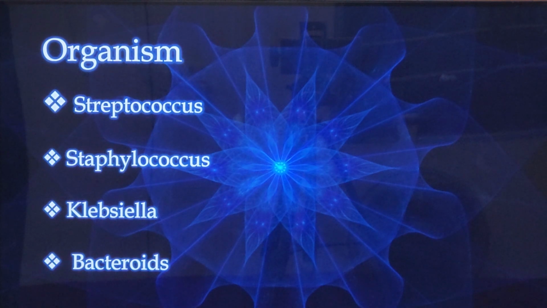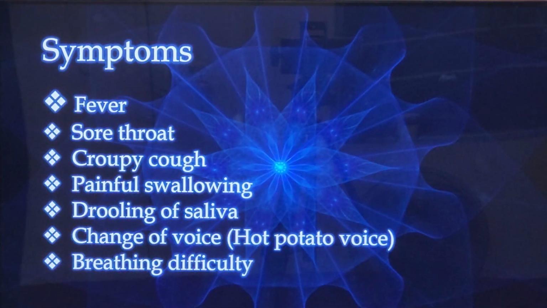Now, coming to the organism, since it is a bacterial infection, it usually results from streptococcus, staphylococcus, klebsiella or bacteroides. Sometimes it can be more than one bacteria. It can be a gas-producing or non-gas-producing bacteria.